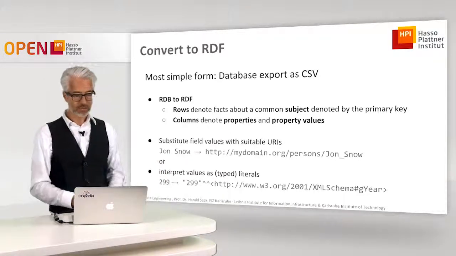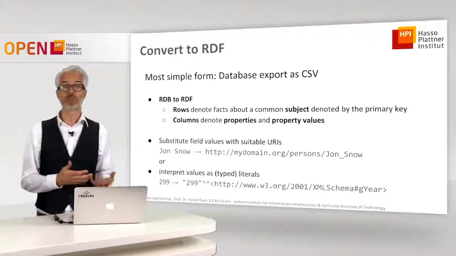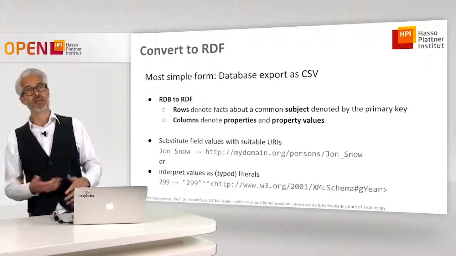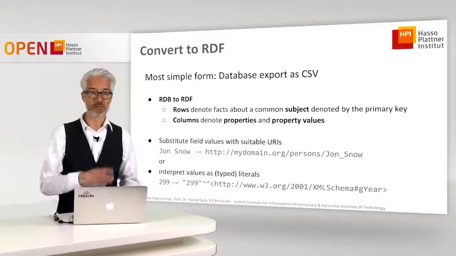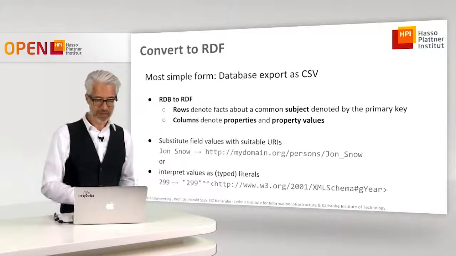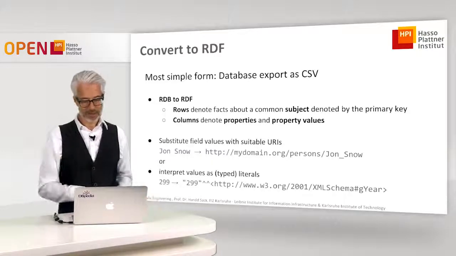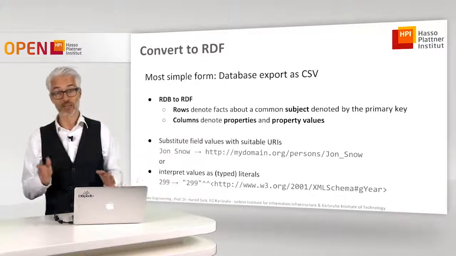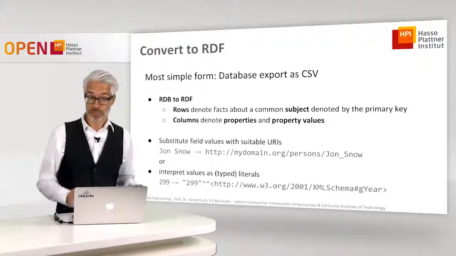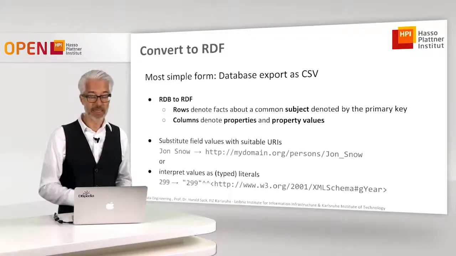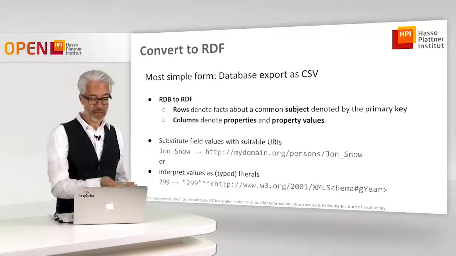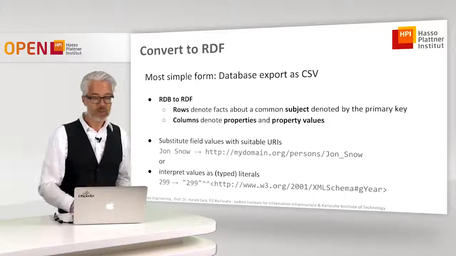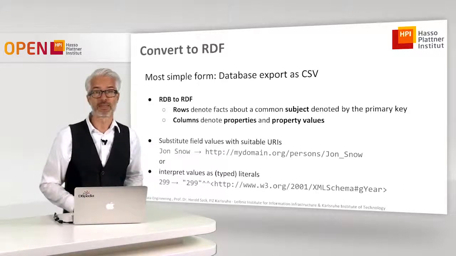And then you go on, for example, you substitute the field values with suitable URIs. Either you take them from another existing data set, or of course you put them in your own data set. Like here, for example, you find a field which is named Jon Snow, and then you simply replace it with http://mydomain.org/person/Jon_Snow, which then would be a URI for exactly that entity. Or you interpret the field as a literal or a typed literal. Here 299 I interpreted as a year 299. So this then is a typed literal.